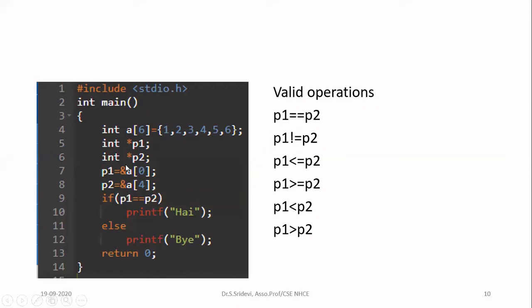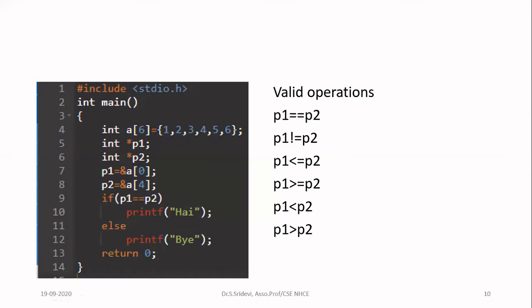Now let us see one example. I have an array and two pointers, P1 and P2. I am going to make both pointers point to the same array, but one pointer is pointing to A of 0, that is 1, and the second pointer is pointing to A of 4, which is 5. Now I am writing if P1 is equal to P2. Can anyone tell me what will be compared here?